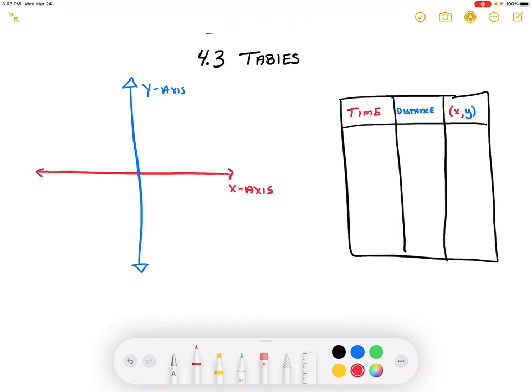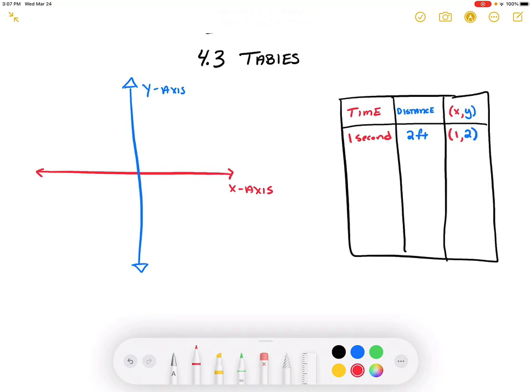So for example, if the table tells you that at 1 second, a train traveled 2 feet. So it started at some point, and then in under a second, it went 2 feet. The way we would represent this on a coordinate plane is the first column is your x value, so that's 1, and your second column is your y value, which in this case is 2. So you would place a point at 1, 2.